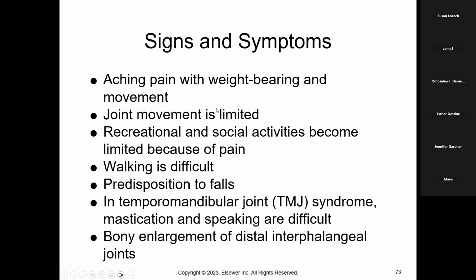So signs and symptoms are going to be that pain with weight bearing. Again, osteoarthritis, wear and tear. It limits your social activities. Walking is difficult. It puts people at risk for falls because they compromise the way they walk.